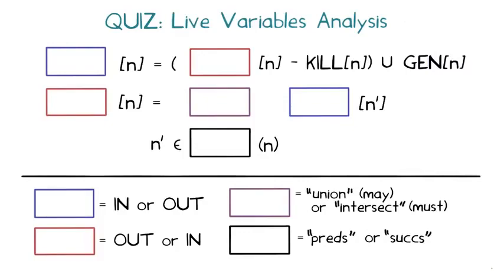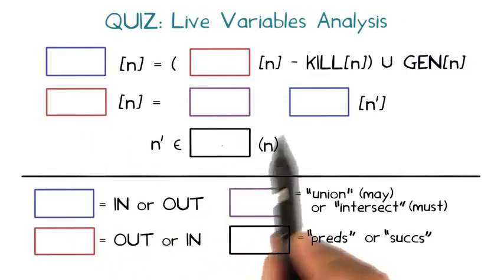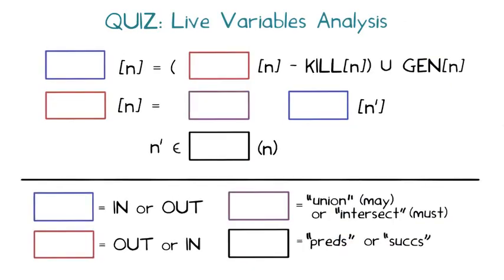Let's do this in the form of an exercise as well. Fill in the 6 boxes with the appropriate values. Let's review the solution. Live variables analysis is a backward may analysis. It is a may analysis because it seeks to find live variables, variables that may be used along some path before being redefined. So, we fill in the purple box with the set-union operator. This analysis propagates information about live variables backwards in the control flow graph. Hence, we instantiate the blue boxes with in sets, the red boxes with out sets, and the black box with successors.